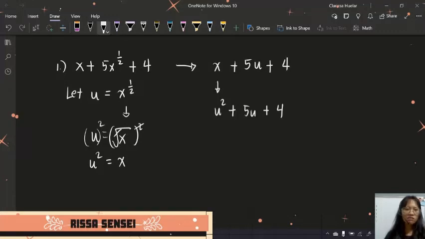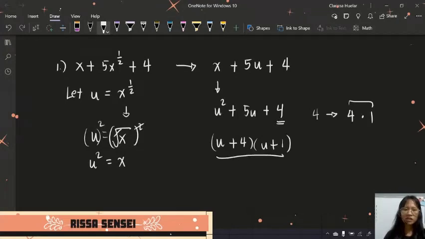So, all I have to do is to get the factors of 4 that will have a sum of 5. So, ano ba yung factors ng 4 na ang sum ay 5? Ang factors ng 4 na ang sum ay 5 ay 4 and 1. So, 4 times 1 is 4. And if I add 4 and 1, it will give me 5. So, ano bang factors? Magiging u plus 4, both are positive kasi positive yung sign, and u plus 1. Pero it will not end here. Kasi, kailangan bumalik siya doon sa variable x.